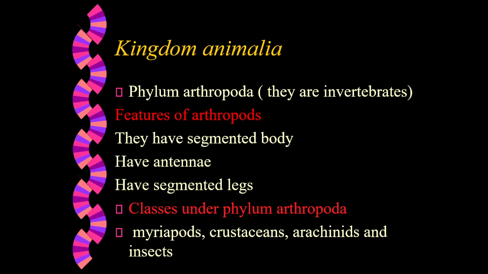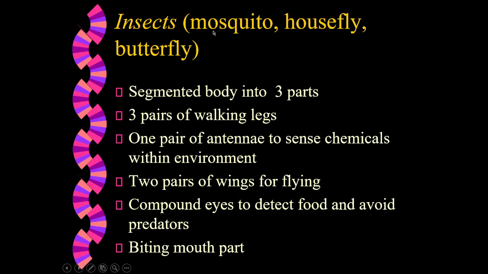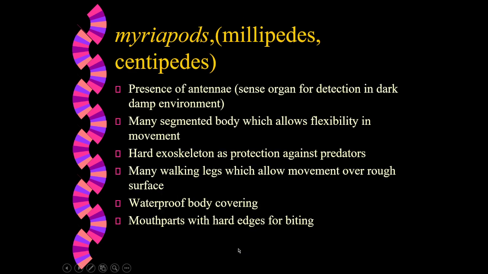Just the way we had fishes, amphibians, reptiles, birds, and mammals for vertebrates, similarly we have myriapods, crustaceans, arachnids, and insects for invertebrates. Insects such as mosquito, housefly, or butterfly have their body segmented into three parts. They have three pairs of walking legs, one pair of antennae, two pairs of wings for flying, and biting mouth parts. Then we have myriapods.